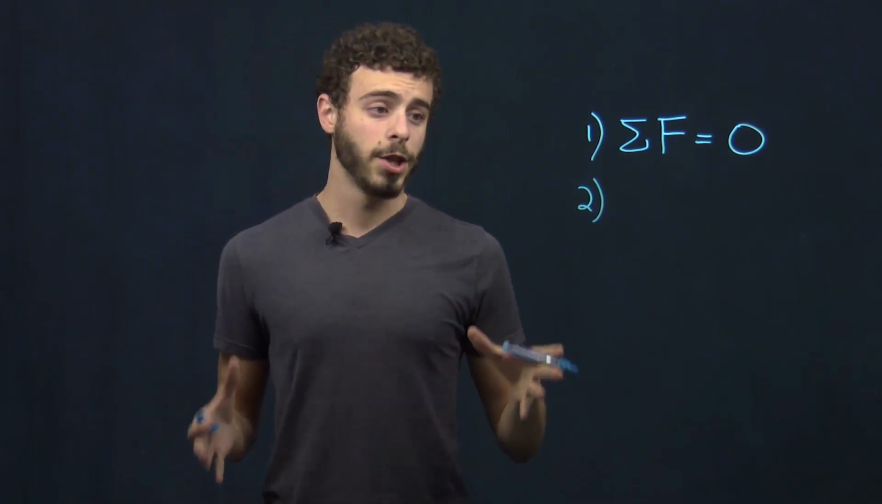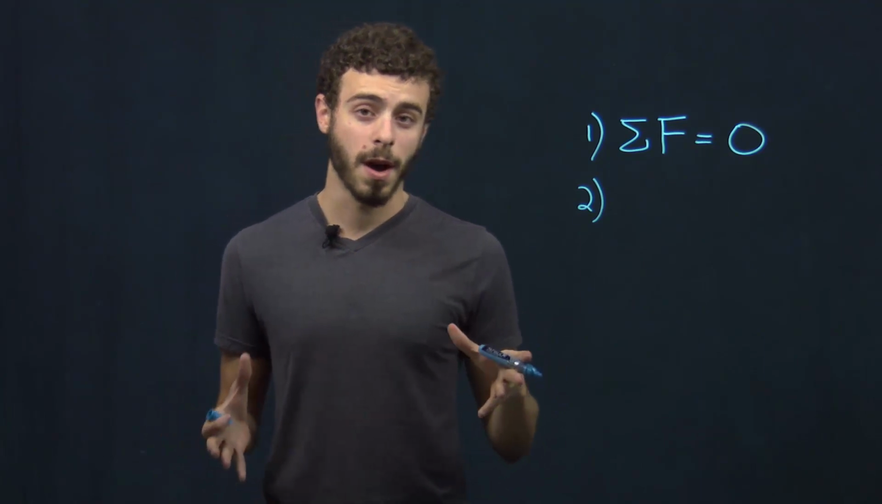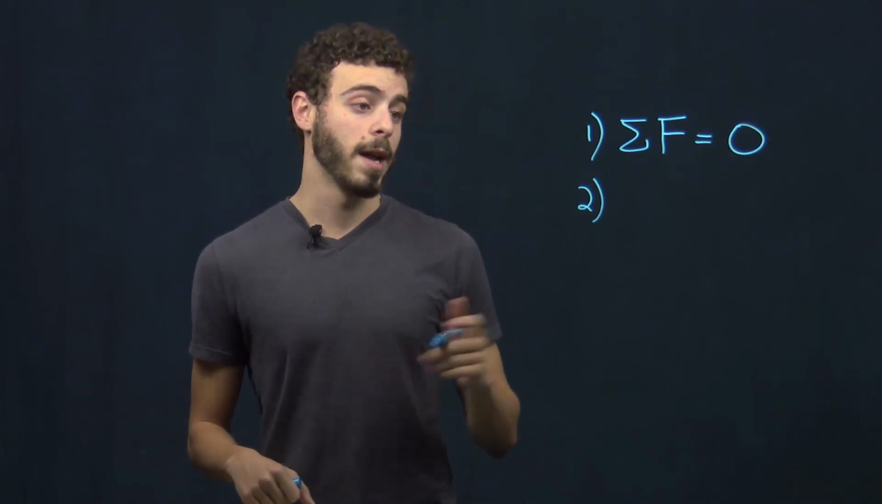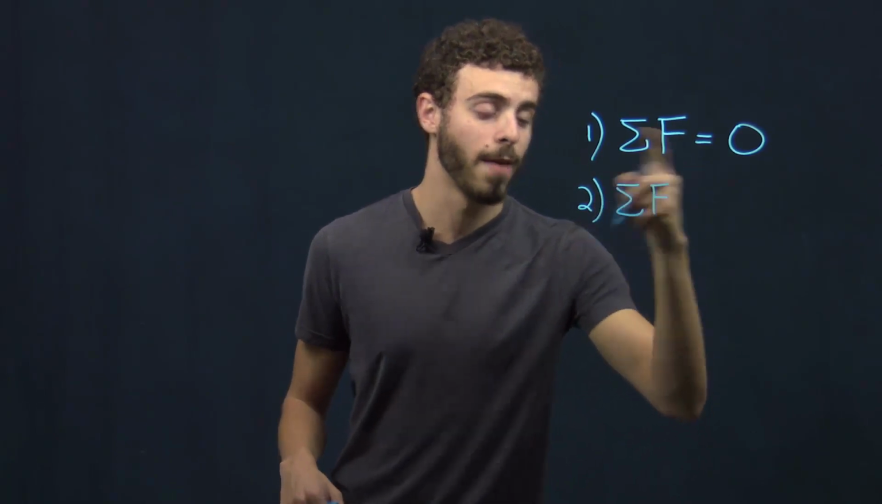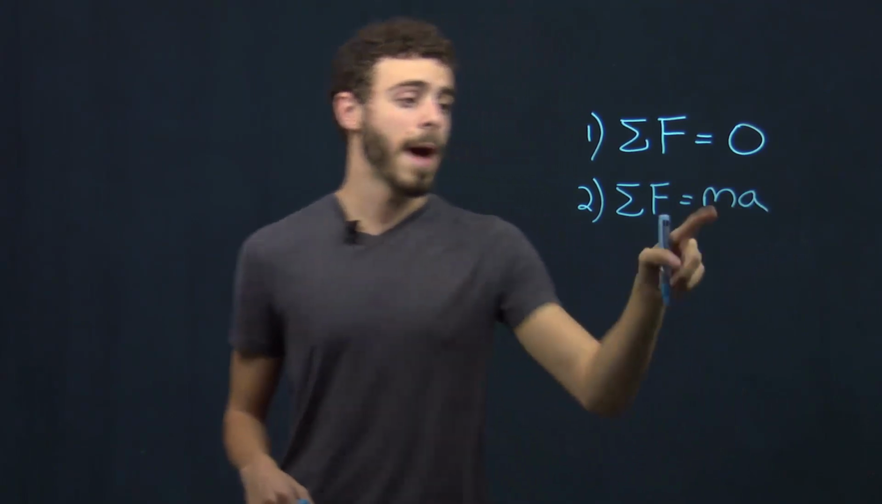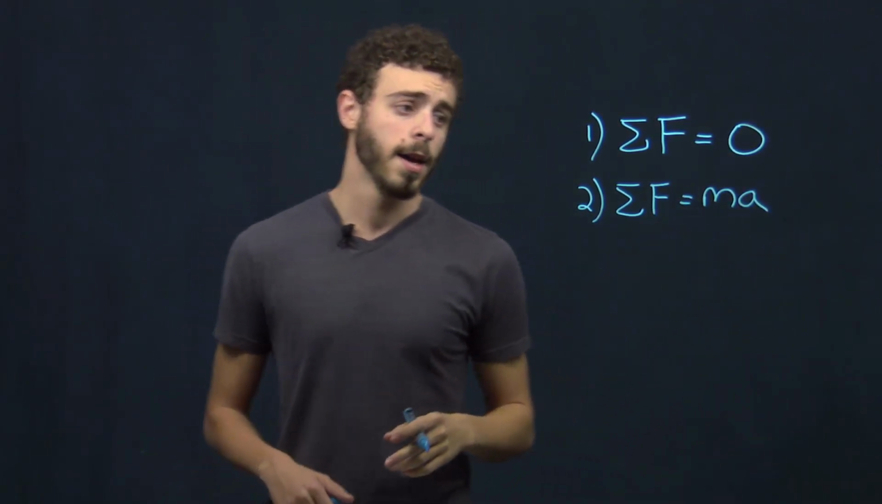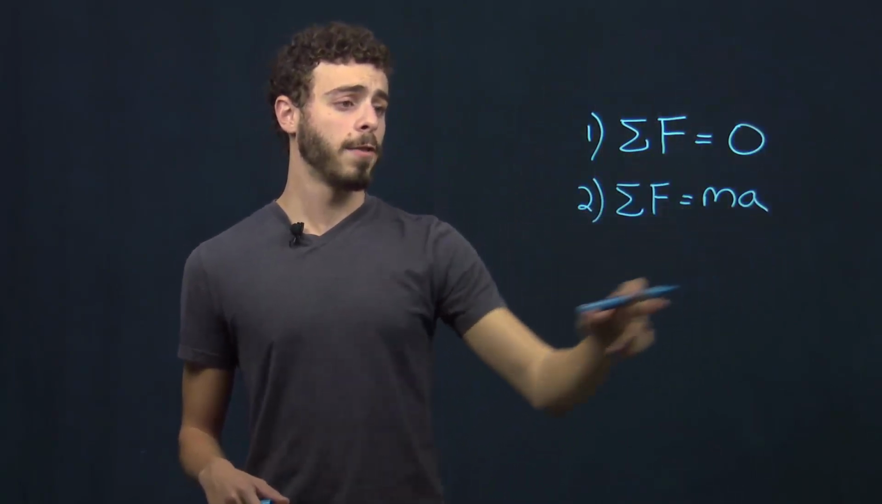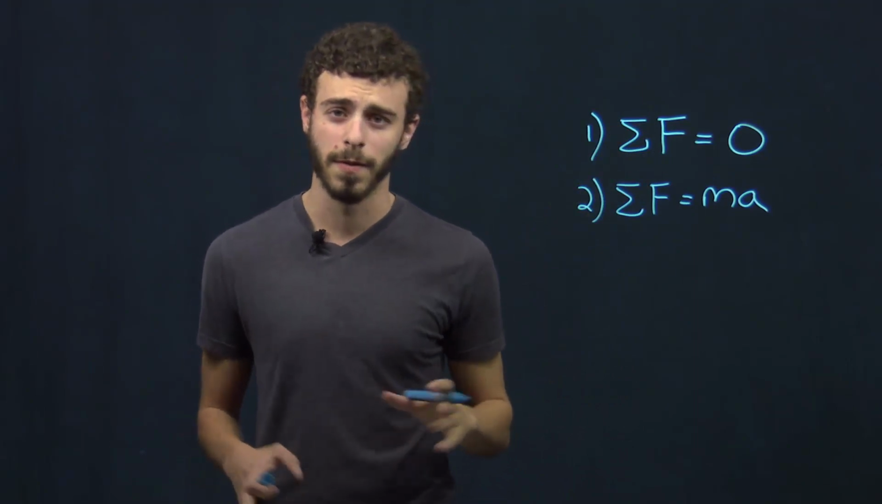The second law really just gives us this idea that if we have a net, or a sum, force on an object, then it will accelerate, and it will accelerate with the relationship that the sum of the forces, so again, whatever the total net force on the object is, is equal to the mass times the acceleration. And again, these are both of the object that we're looking at. So here are our first two laws, and now you see that they're really both manifestations of the same thing.